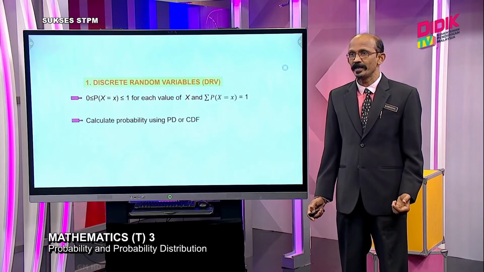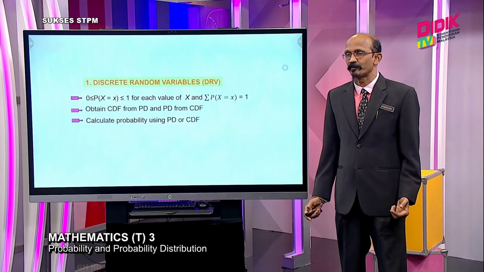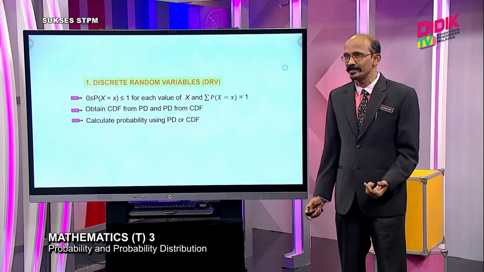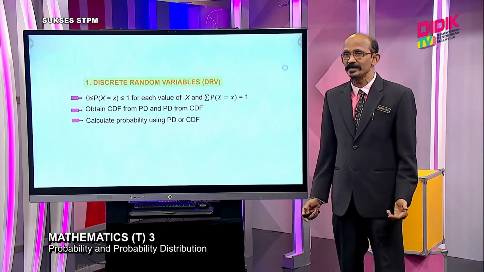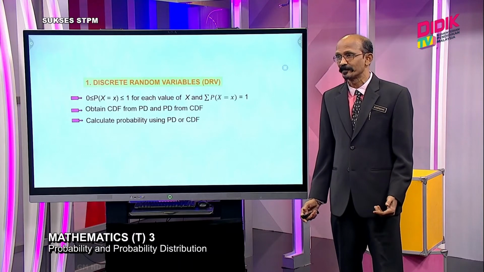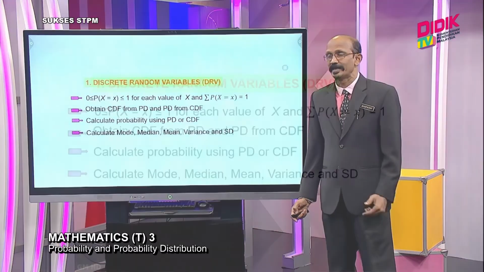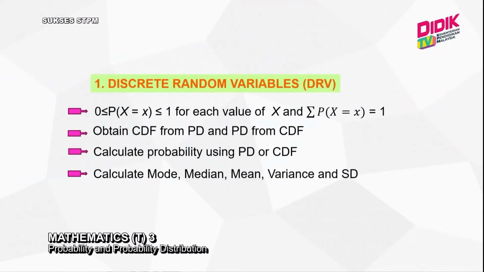Next part, you should be able to calculate probability using PD and CDF, and then you should be able to obtain CDF from PD and PD from CDF. And then the last part, you must use the correct formula to calculate mode, median, variance and standard deviation. This one is much simpler because mostly we only use summation.